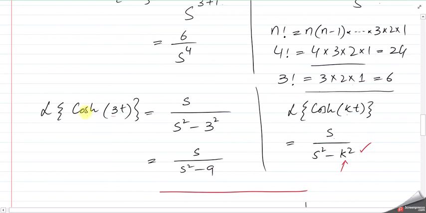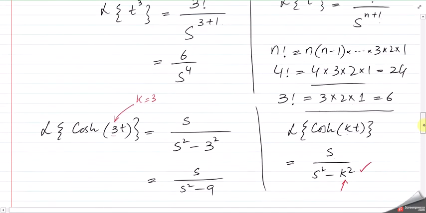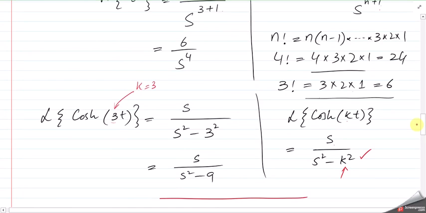So for example, cos hyperbolic 3t: s, no change, over s square, no change, minus 3 square. Only k is going to be replaced with this 3 over here. This is our k. Right. So we get s over s square minus 9. Now you can click next to do the quiz.